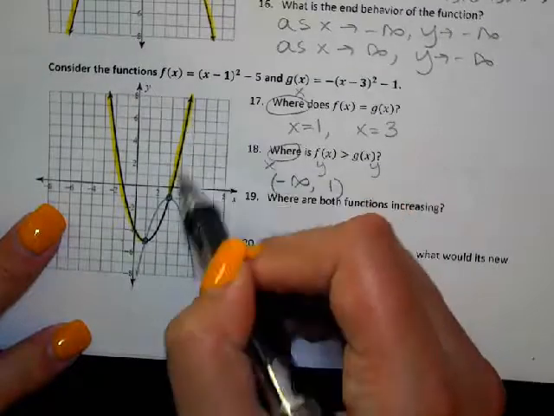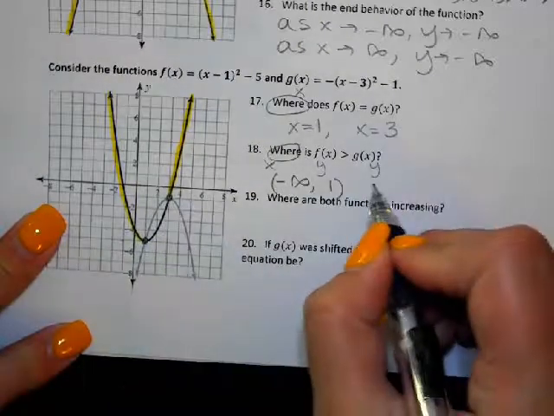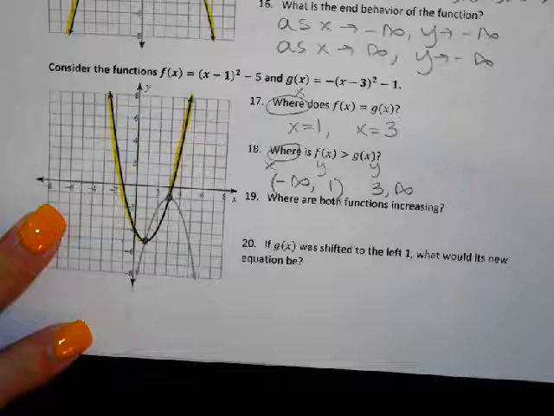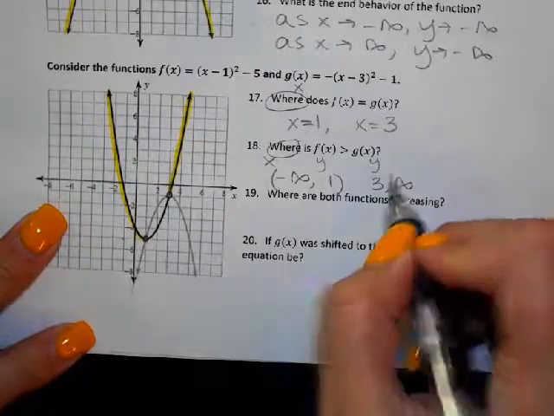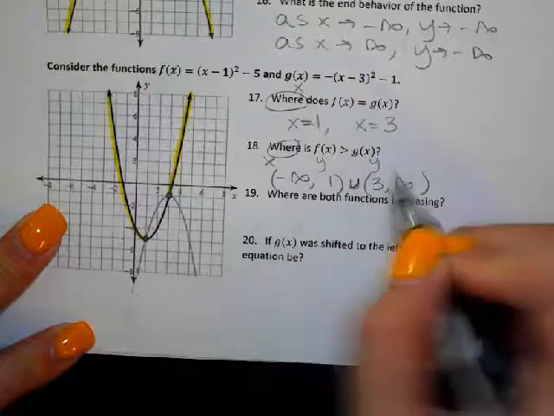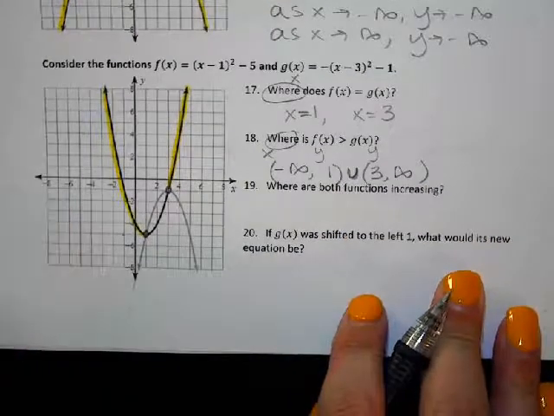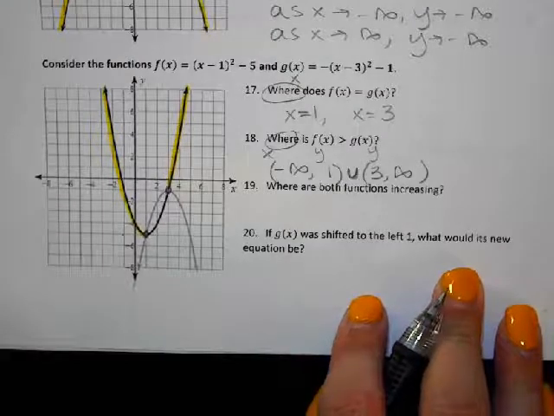3 to infinity. Parentheses or bracket? Parentheses. What do I put in between them? U. All right. You should know that. Am I going to mark you down if you don't know? It means union. It means you have to have both answers to be right.